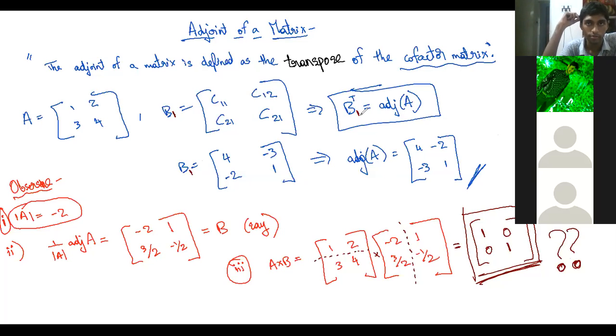No, no, no. Wait, who is that hissing? Someone is making snake sound. Yes, sir, because B transpose into B is equal to I, identity matrix. But who told so? When does that happen? When A is an orthogonal. Did I say it is orthogonal? Is this looking like an orthogonal matrix?